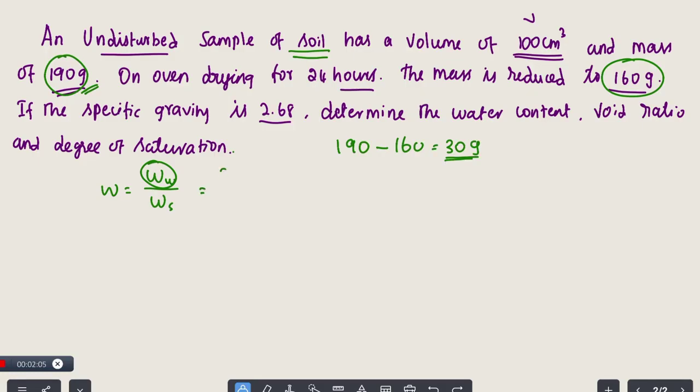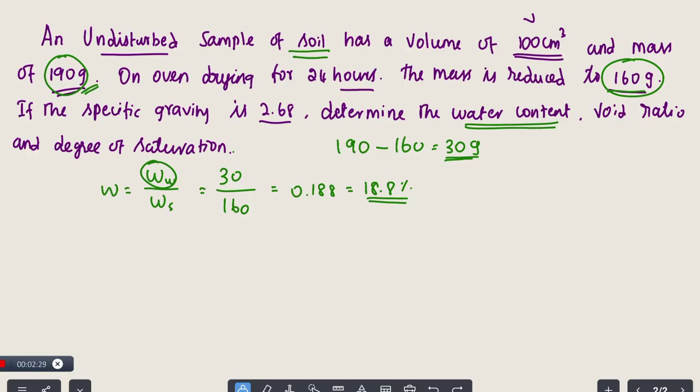Now we take this 30 divided by the solid weight, which is 160. So 30 divided by 160 gives 0.188, which is equal to 18.8% water content. So the first question's answer is determined: the water content is 18.8%.